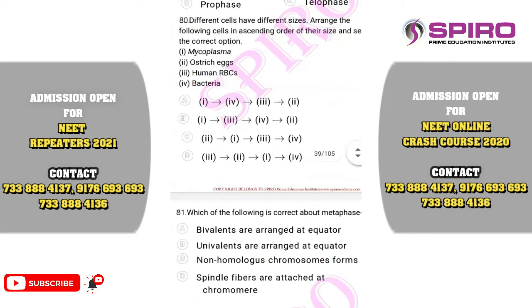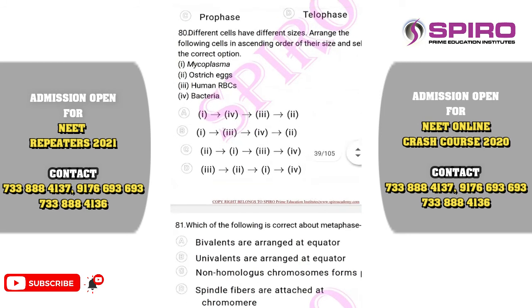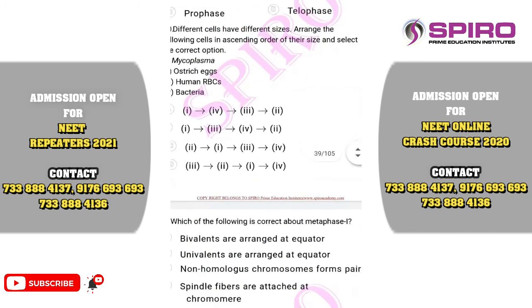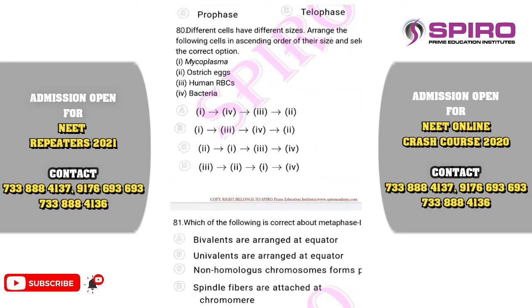Different cells have different sizes. Arrange the following cells in ascending order of size and select the correct option. They are asking us to arrange from small size to big size. Here, first we'll arrange bacteria, 3 to 5 micrometer.